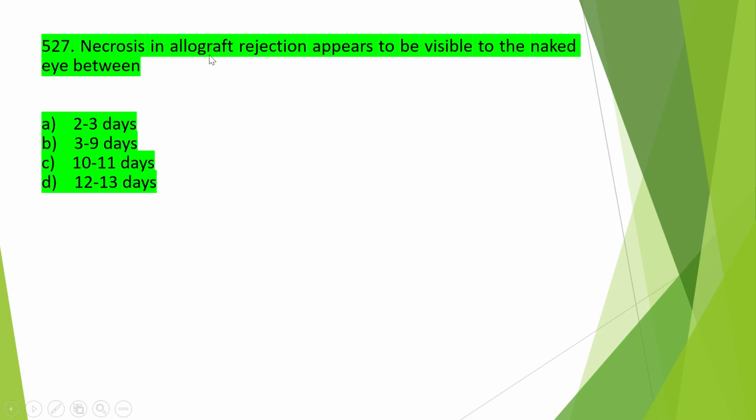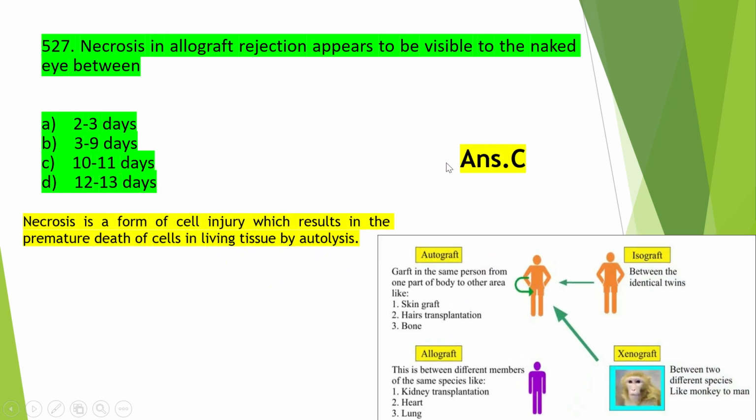So necrosis in allograft rejection appears to be visible to the naked eye between option A, 2 to 3 days, option B, 3 to 9 days, option C, 10 to 11 days, option D, 12 to 13 days. And the right answer is option C, that is 10 to 11 days. So necrosis in allograft rejection appears to be visible to the naked eye between 10 to 11 days.